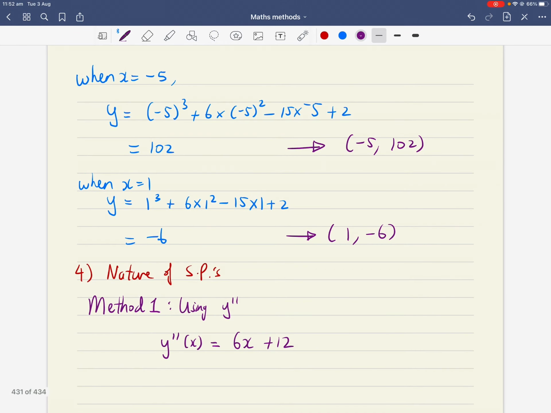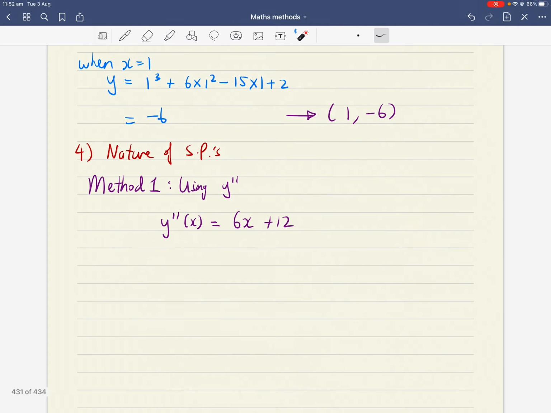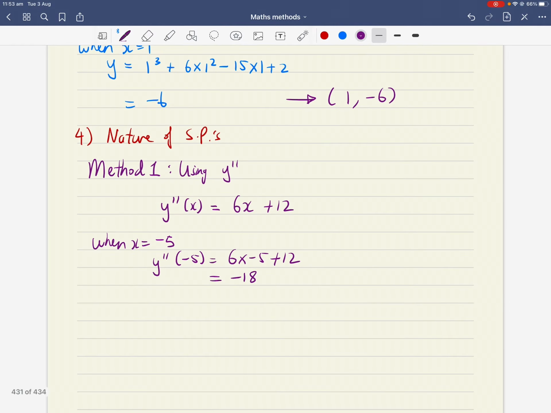So we've got 2 stationary points. One is when x is -5, and the other one is when x is equal to 1. What we need to do is to put these 2 points into y dash dash and see whether they come up positive or negative or 0. So let's try when x is -5. y dash dash of -5 is 6 times -5 plus 12, which is -30 plus 12, which gives us -18. Now, -18 is less than 0, meaning it's negative.